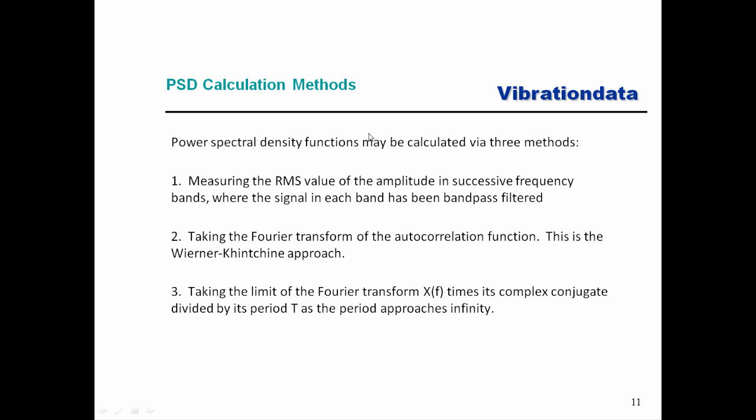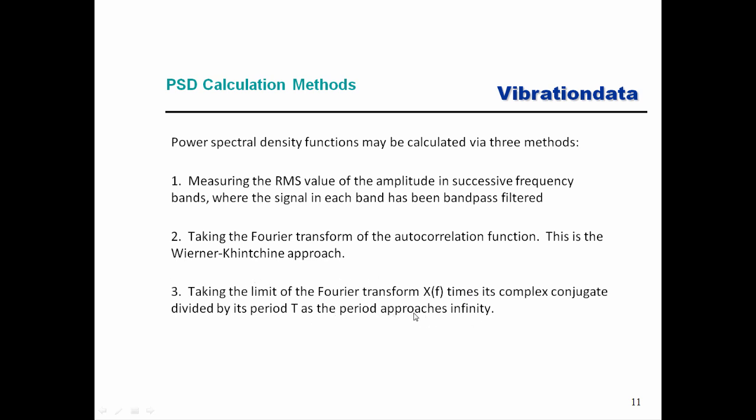But the second method here, that's more for the PhD people that have maybe a greater appreciation of theory than we might have in engineering. And then the practical method, when we have digital data acquisition systems and digital data, is to take the limit of the Fourier transform times its complex conjugate divided by its period T as the period approaches infinity. And the method we're going to do in this class is going to be a takeoff from this third method.